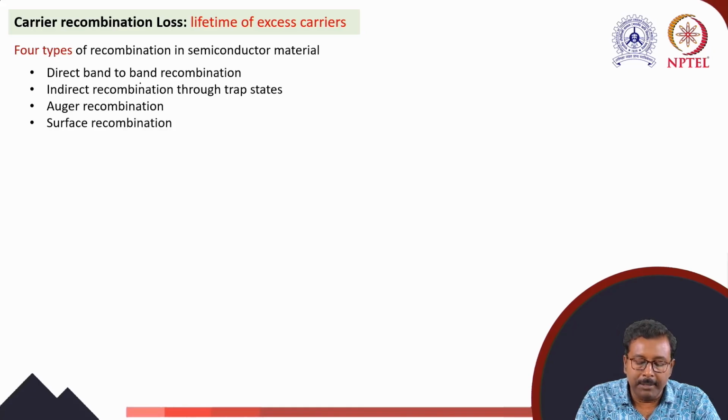First of all, this is direct band-to-band recombination. Second is indirect recombination through trap states. Third is Auger recombination. And fourth is surface recombination. We will discuss one by one.